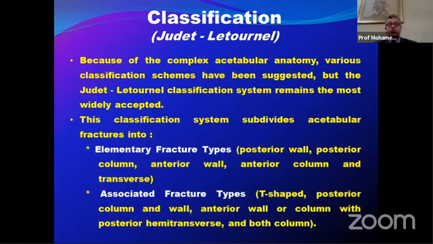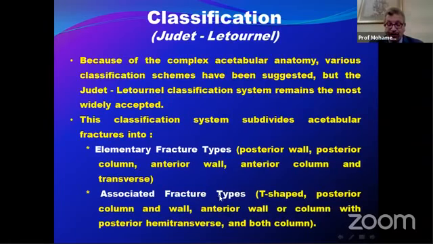The most famous classification of acetabular fractures: there are many classifications, but the most commonly used is the Judet-Letournel classification. Because of the complex acetabular anatomy, various classification schemes have been suggested, but the Judet-Letournel classification system remains the most widely accepted. This classification system subdivides the acetabular fracture into two main types: the elementary fracture types and the associated fracture types. The elementary fracture types: posterior wall, posterior column, anterior wall, anterior column, and transverse.